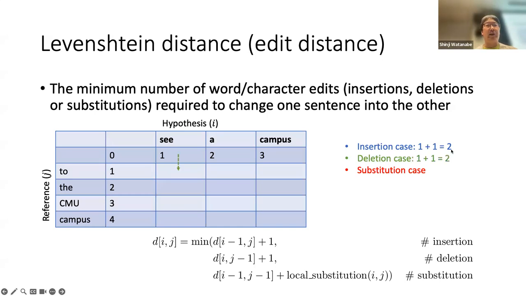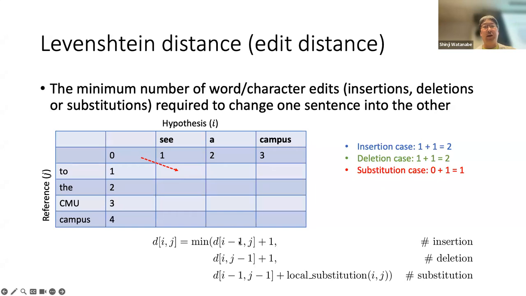Another possible direction comes from here to here, and then deletion can be from 1 to 1 and equal to 2. And another possible error comes from here to here, the diagonal line. In this case, it is the substitution, and there is no kind of error, so it can be 0. But here, the C and the 2 are different, so we actually add 1.